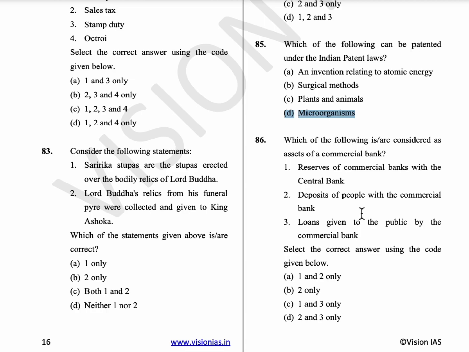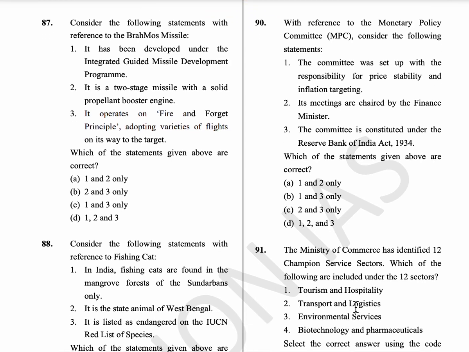86th question, which of the following is considered as assets to the commercial banks? So first statement is reserves of commercial banks with the central bank. Next is deposits of the people with the commercial bank. The deposits of the people with commercial banks are not assets. They are liabilities because at one point or the other they have to give back to the people, because it is their money. So second statement is wrong. Coming to the third one, loans given to the public by the commercial bank. So only 1 and 3 statements are correct.